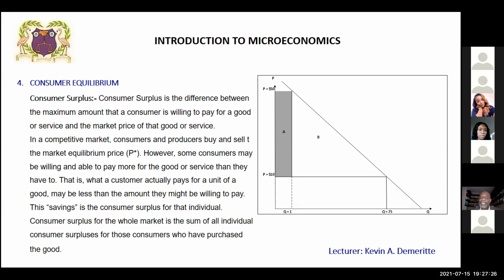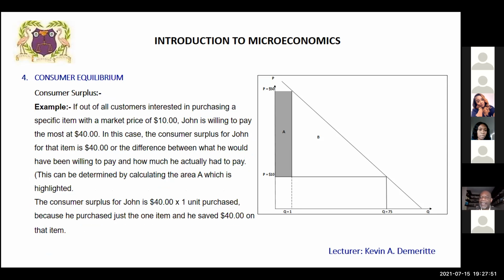So consumer surplus for the whole market is the sum of all of those individual consumer surpluses for the consumers who have purchased a good, for everyone who actually spent $80 when they were prepared to spend more. When we add them all together, that constitutes the total consumer surplus for the market as a whole. So how do we go about calculating this?